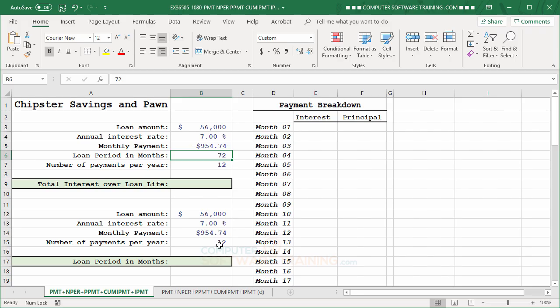Now it shows it as a negative because technically it's money coming from you. In other words, that's a payment you're making. So $954.74. That's pretty cool.